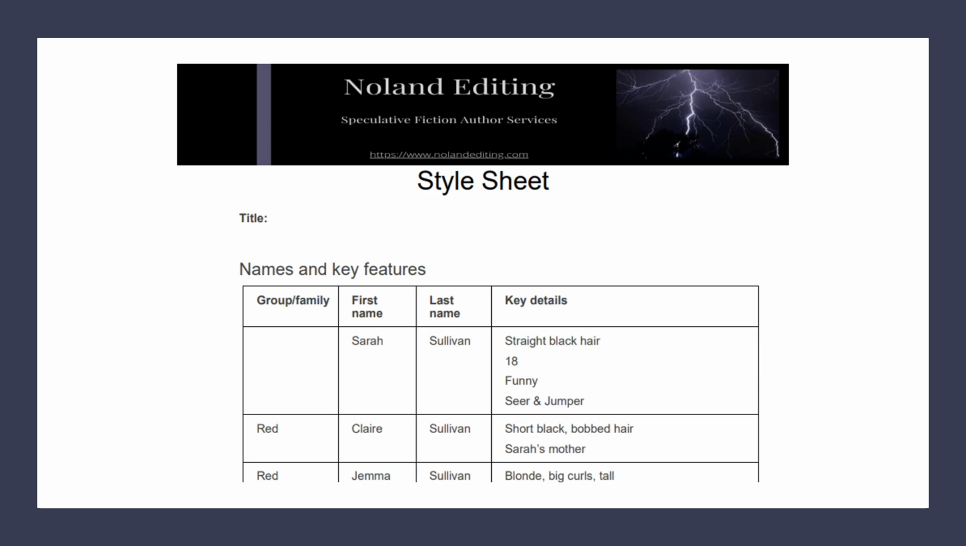Claire Sullivan is her mother. She's got short black bobbed hair, and she's part of the red group. Now, Gemma Sullivan is Sarah's other mother. She's got blonde hair, big curls in it. She's tall, and she's also part of the red group.